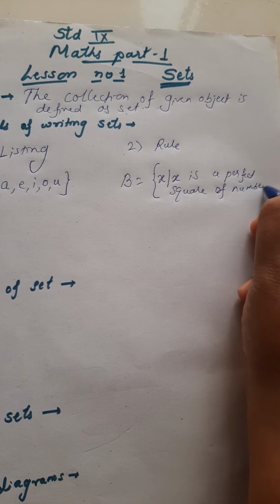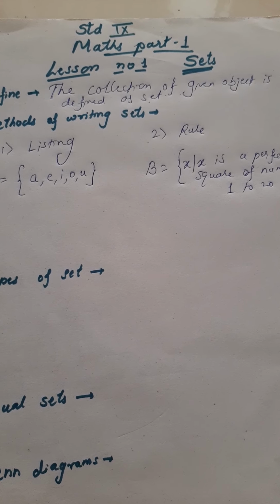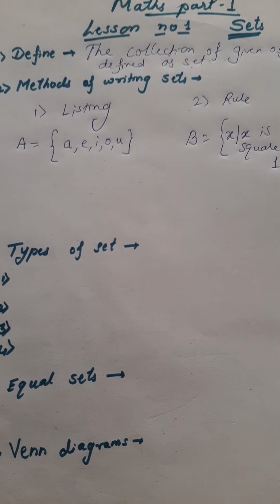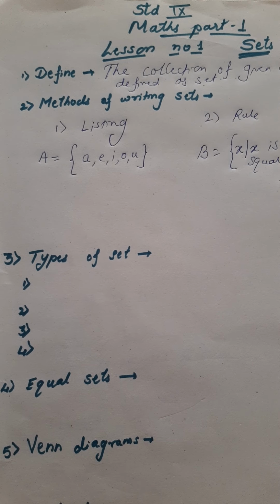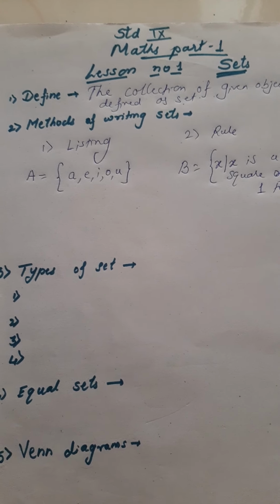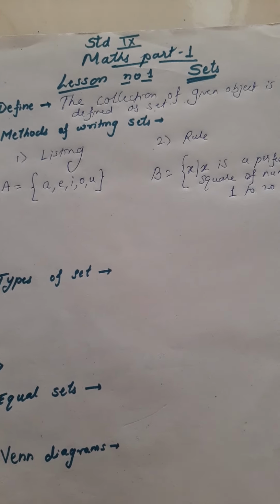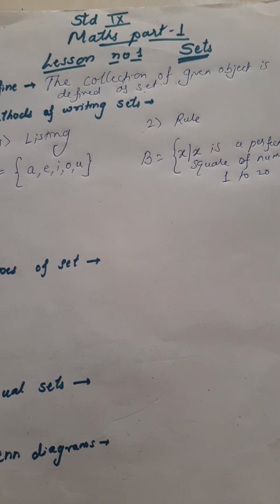Okay, do you understand this? Again I will explain to you. There are two methods of writing sets. Number one is the listing method, and second is the rule method. In the listing method, what do we have to do here? We have to list the given items, that is, I have written the vowels here. And in the second, the rule method, we have to write it in a sentence.